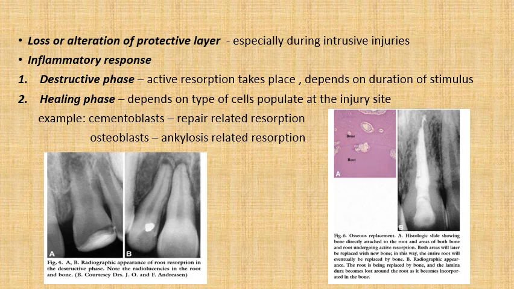So massive destruction will happen in everything. That is where this active resorption takes place. Apart from that, your body will start to heal. So the healing will depend upon what type of cells come to that area of damage.